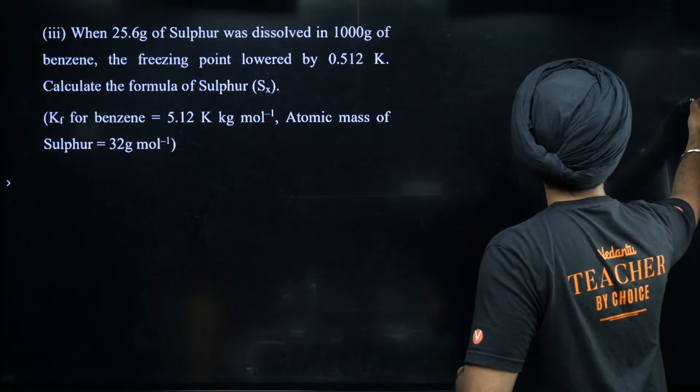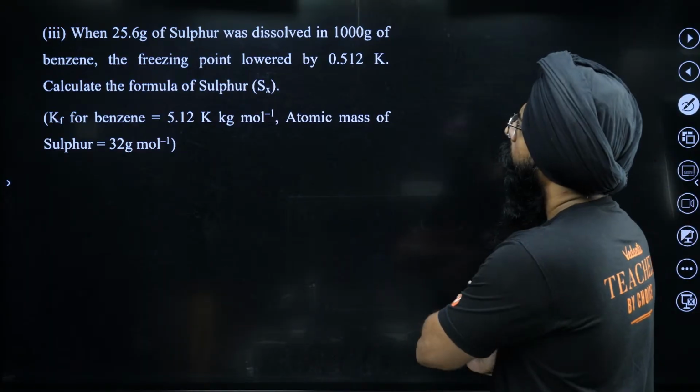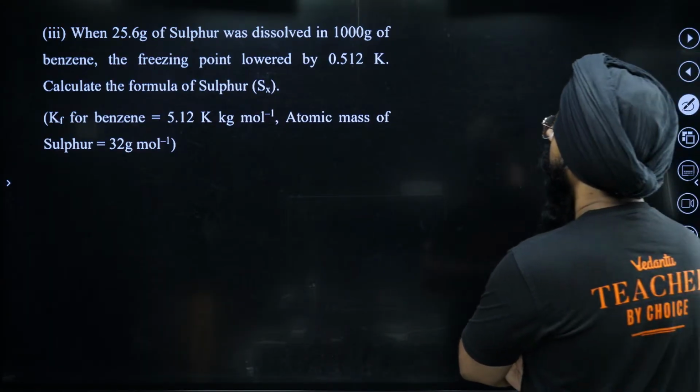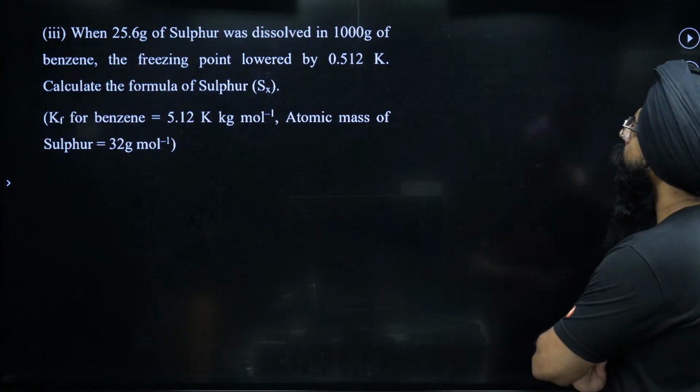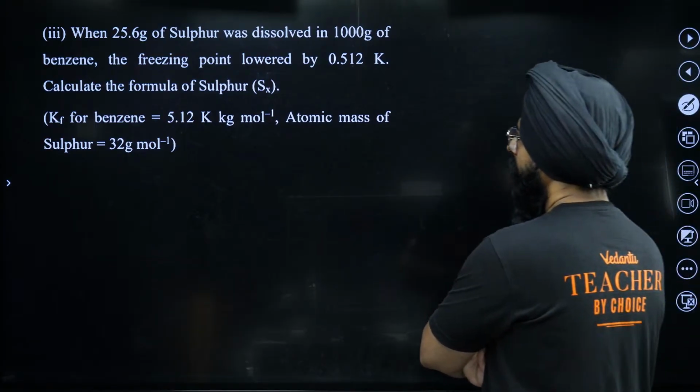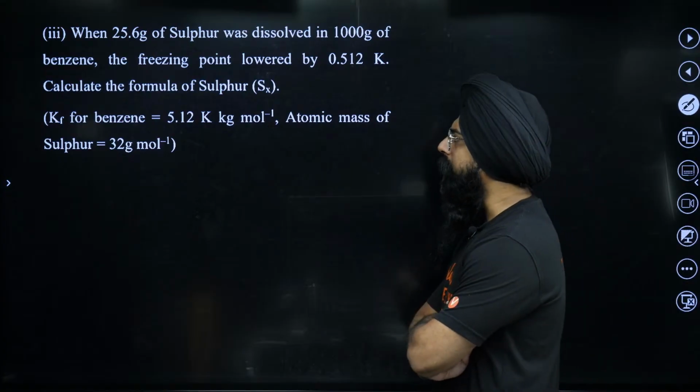So people, let's figure this out. When 25.6 grams of sulfur were dissolved in 1000 grams of benzene, the freezing point was lowered by 0.512 Kelvin. Calculate the formula of sulfur.